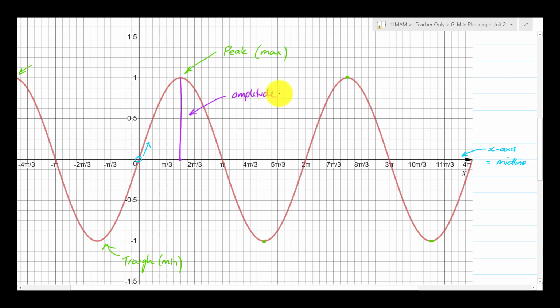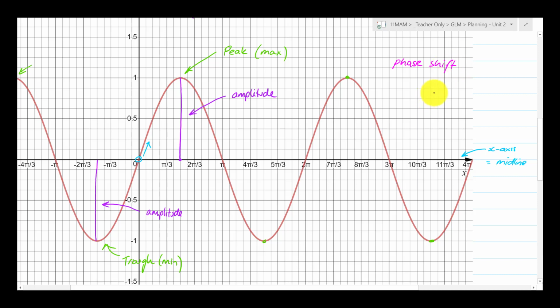And you'll hear that language used a lot in physics in the context that we use waves for in physics. So the amplitude is really important. And the amplitude between the midline and the peak is exactly the same as between the midline and the trough. So this is also the amplitude. Now the other thing that we do have is something called a phase shift. And our phase shift is the movement horizontally from the y-axis. So that's the phase shift.